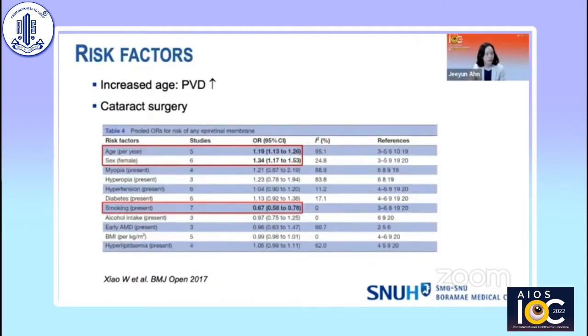The major risk factor for ERM is increased age, since PVD, the main etiology for ERM, is known to increase with age. Cataract surgery is also a well-known risk factor, since cataract surgery itself can induce PVD. A meta-analysis was done for various risk factors. Increased age and female sex were significant risk factors, whereas surprisingly, smoking showed decreased risk.